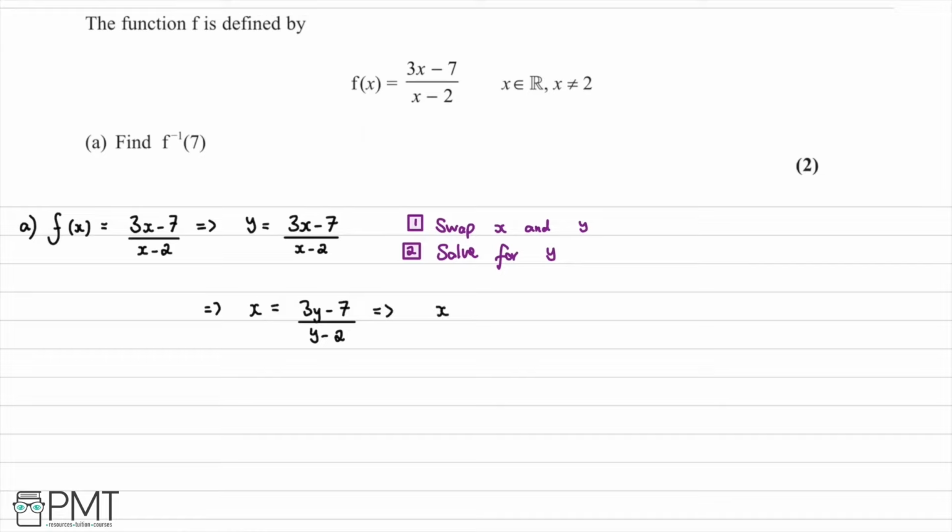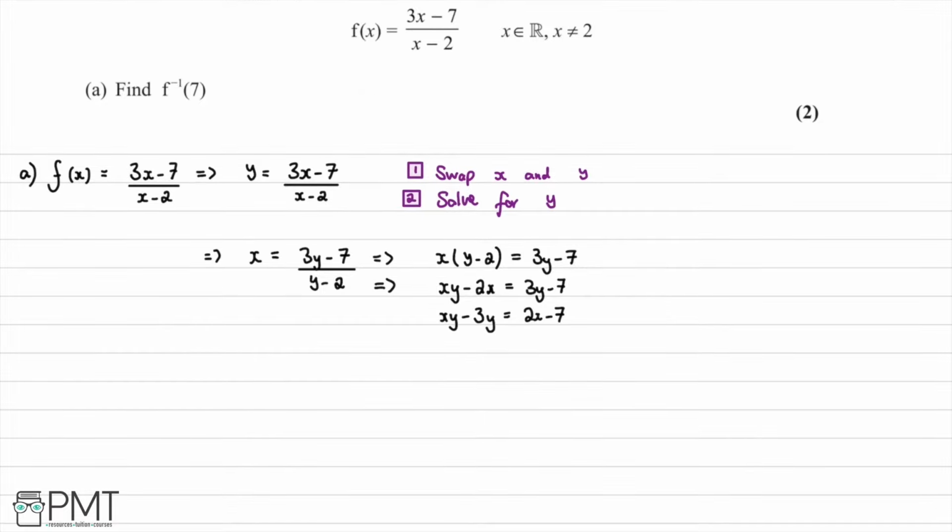So we're going to have x multiplied by (y minus 2), and that's going to be equal to 3y minus 7. And then what we can do is expand these brackets on the left hand side, and then we'll have that xy minus 2x is going to be equal to 3y minus 7. So now we're going to get all our y terms on the left hand side and our x terms on the right hand side. So we'll leave our xy on the left hand side, and then we're going to subtract 3y, and then that is going to be equal to, we add 2x to both sides, so 2x minus 7.